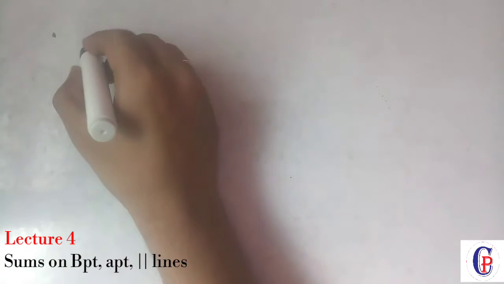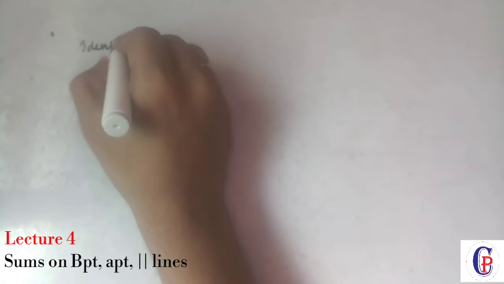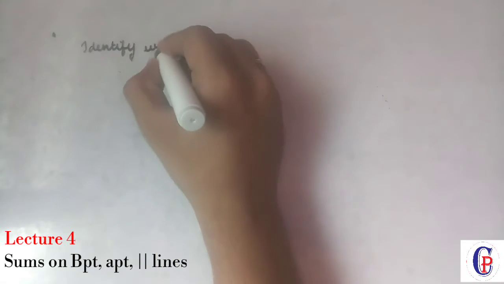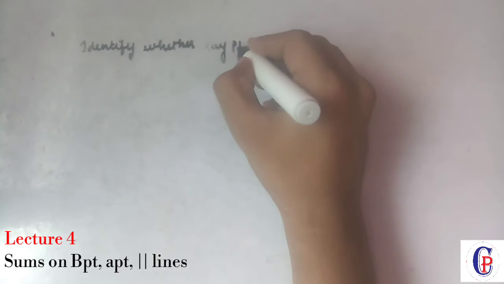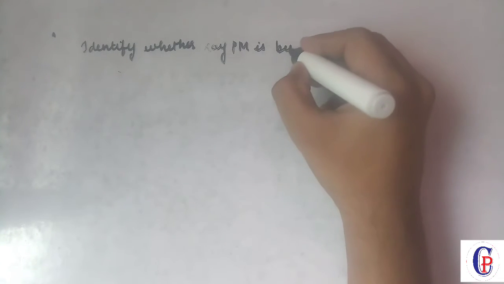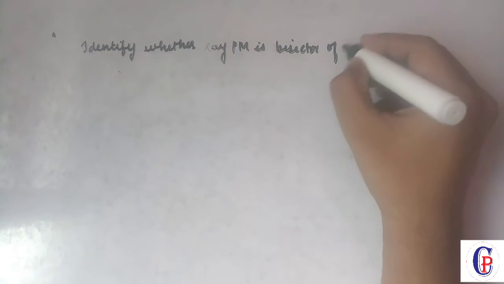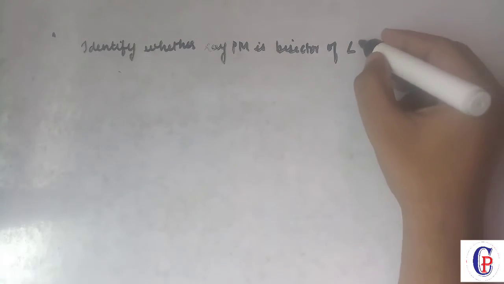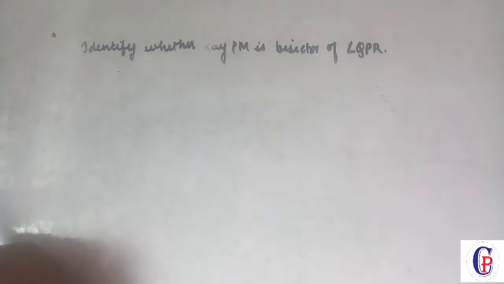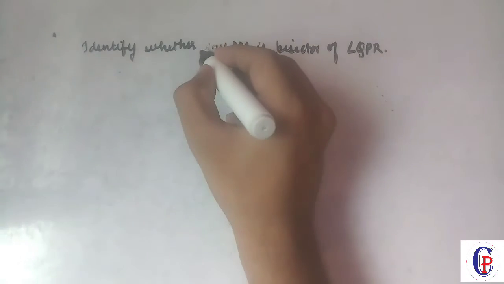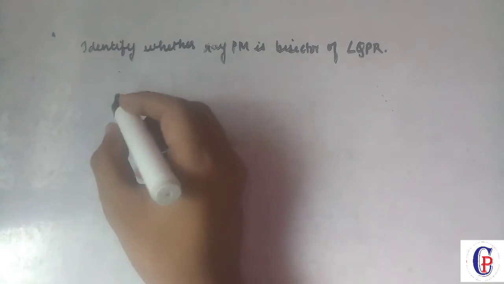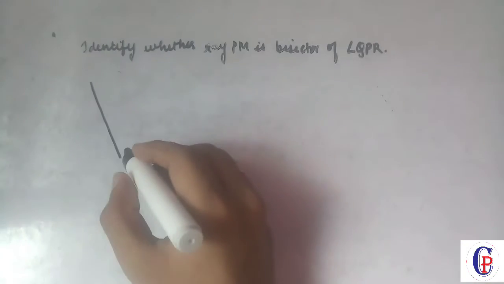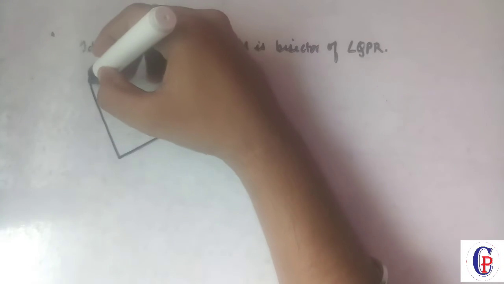Okay, the first sum that we have says: identify whether a ray PM is bisector of angle QPR. Okay, the question says identify whether the ray PM is bisector of angle QPR, and the diagram that is given to us is something like this.